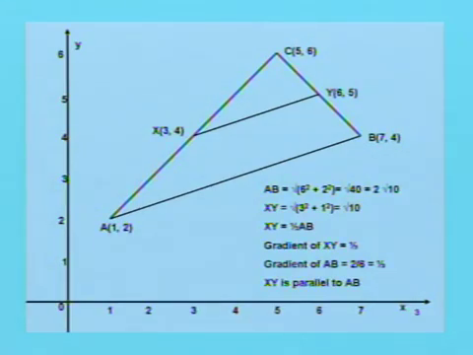So when we compare the value for AB and the value for XY, we find that XY is half of AB. That is, the length of XY is half the length of AB. Or you can say it differently, that AB is twice the length of XY. We want to show that XY is parallel to AB.